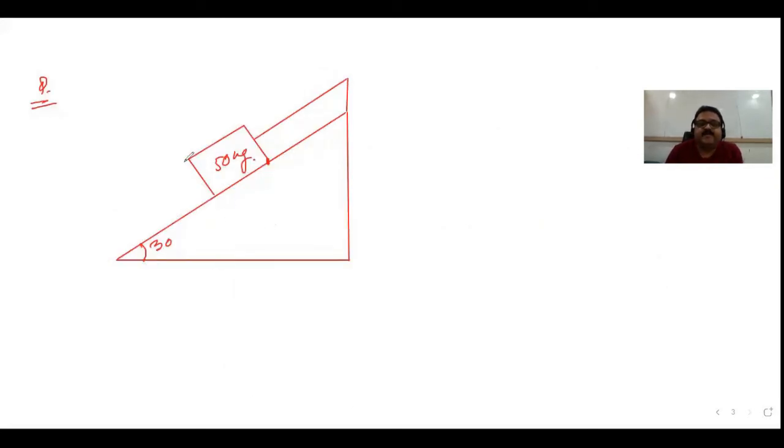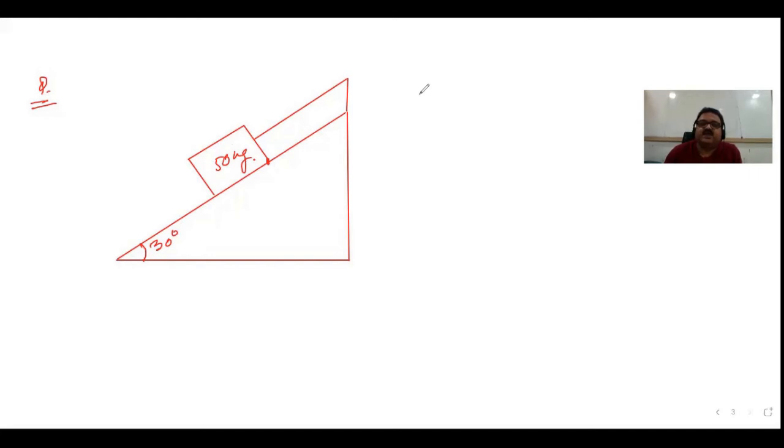There is a problem given. A 50 kg mass is attached with a string to a support and lying on an inclined plane. The angle of inclination of the inclined plane is 30 degrees with the horizontal. We need to find out the normal force exerted by the inclined plane on this mass, correct? So what to do? First of all, draw all the natural forces which are acting on it.